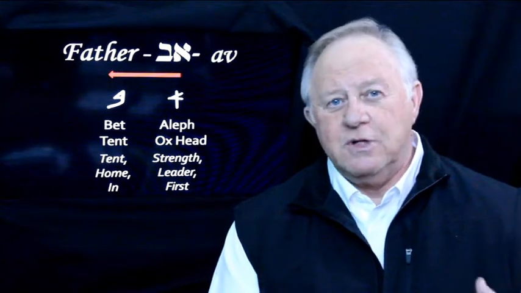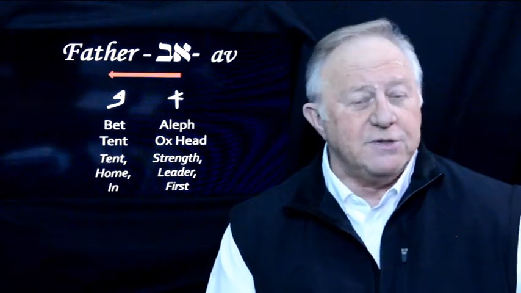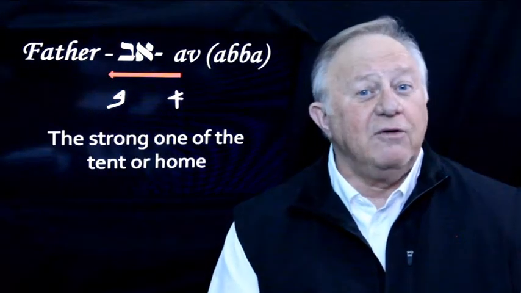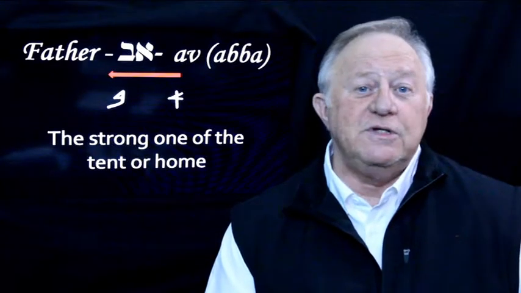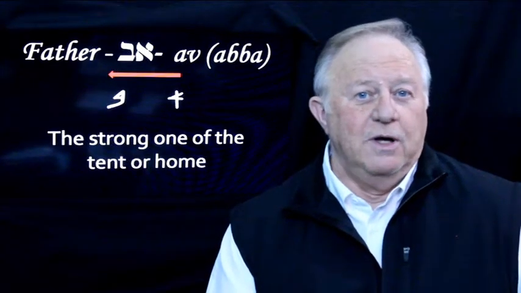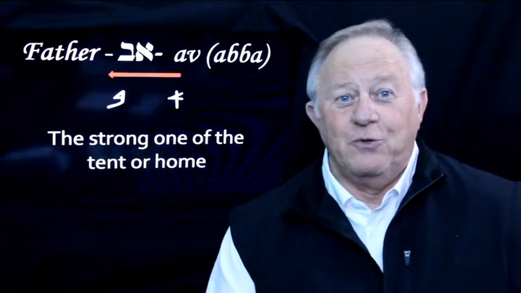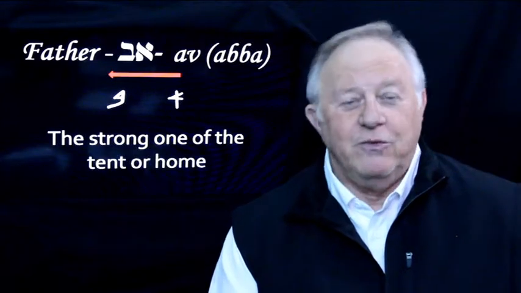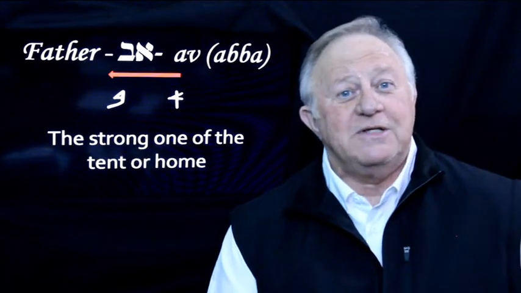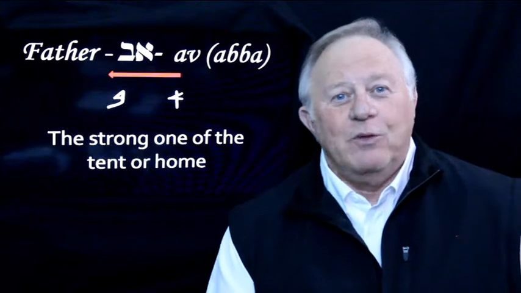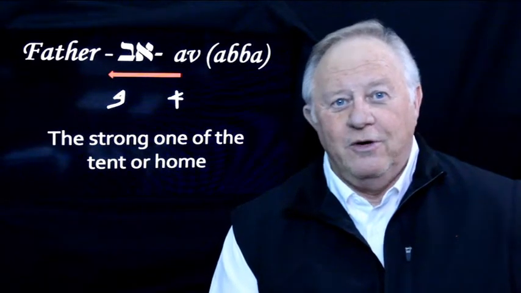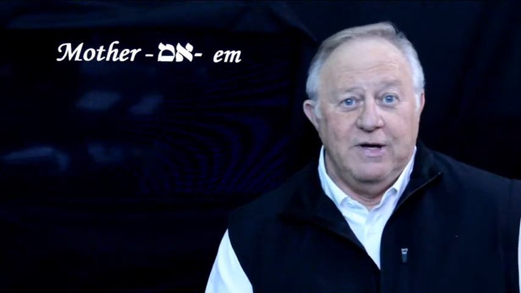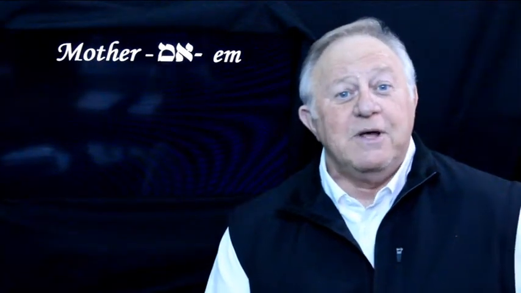And so as we see those letters, we begin to think about concepts, not just sounds. And as we put those concepts together, we discover that father, Av, means the strong one of the tent, or the strong one of the home. Of course, there's an endearing term for this word, and that is Abba. So if we were in Israel today, and we saw little children running up to their father, that's how they would address him, Abba, Abba, Abba. What a beautiful picture that we get from this word as we begin to discover that the letters themselves tell us the story.